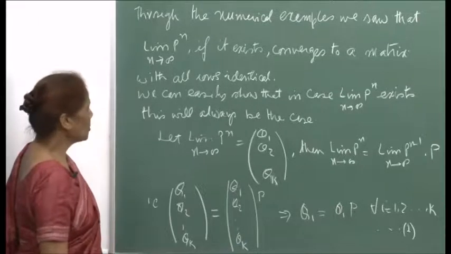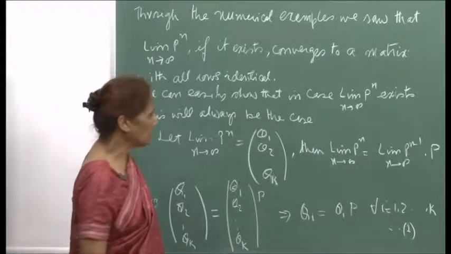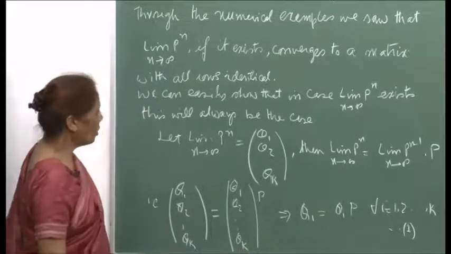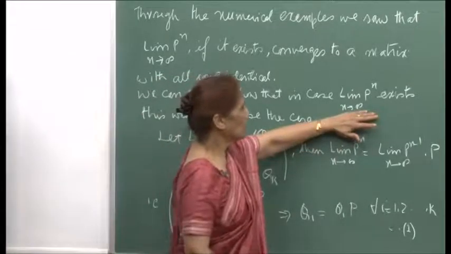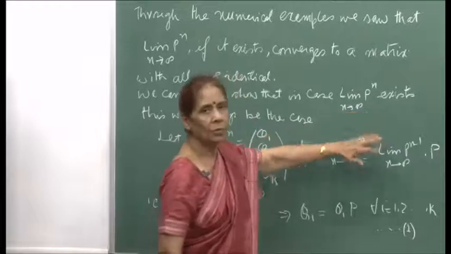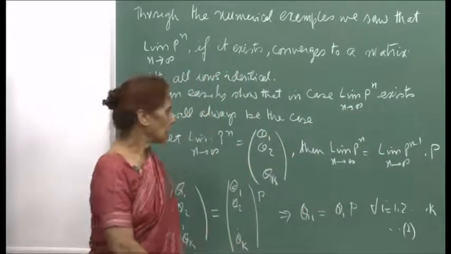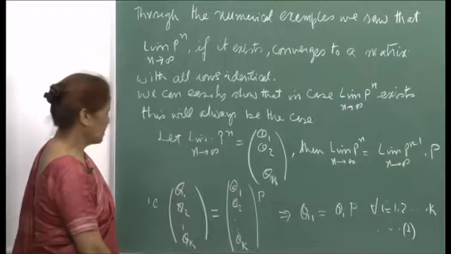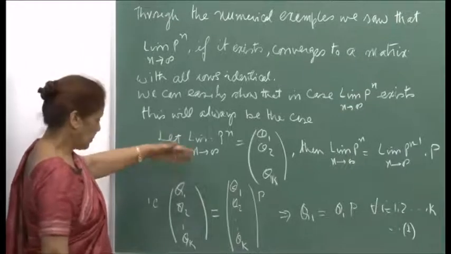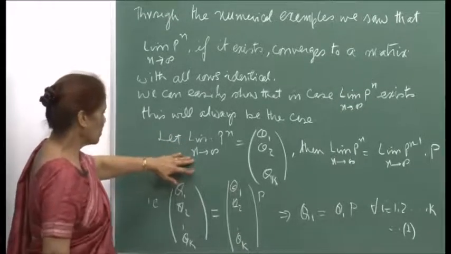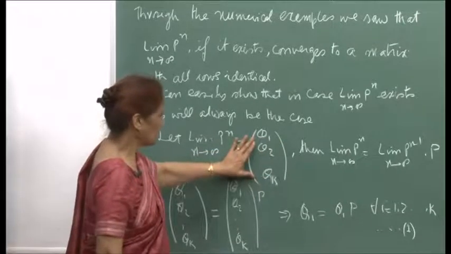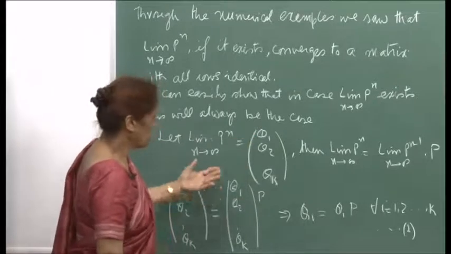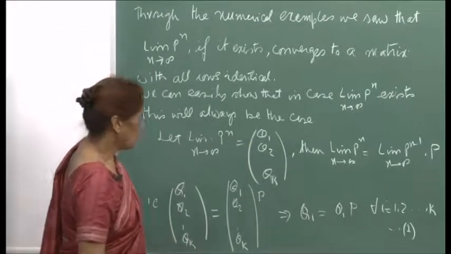We can easily show that if the limit of P^n as n goes to infinity exists, this will always be the case. Whenever this limit exists, it converges to a matrix whose rows are all identical. Let us show this very easily. Suppose the limit of P^n as n goes to infinity has rows q1, q2, ..., qk. Suppose these are k rows. We are considering a system with k possible states.